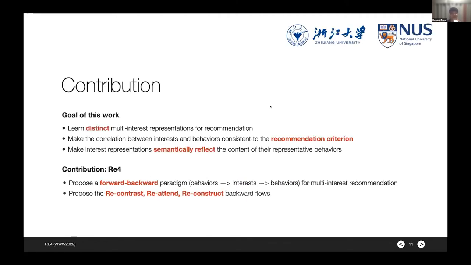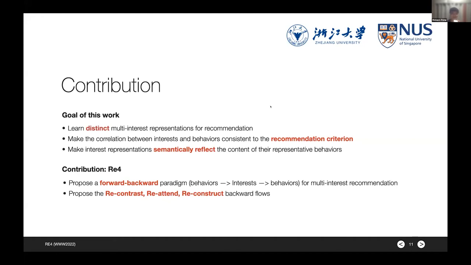So here comes the contribution of this work. Our goal is threefold. The first is that we aim to learn distinct multi-interest representations for recommendation. The second is that we ensure that the correlation between interests and behaviors is consistent with recommendation criteria. The third is that we regularize those interest representations to semantically reflect the content of those representative behaviors. Technically, we propose the Re4 algorithm, a forward and backward flow joint modeling paradigm. And for the backward flow, we propose the recontrast, re-attend, and reconstruct strategies.